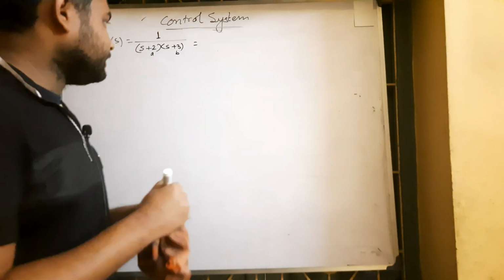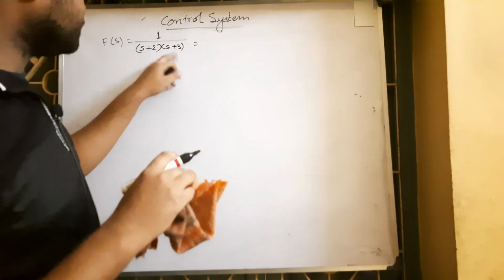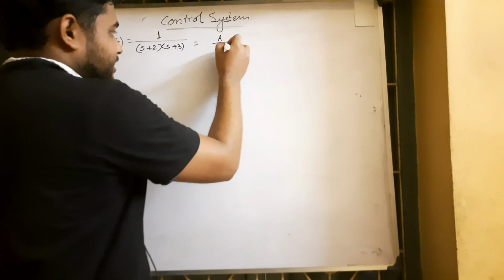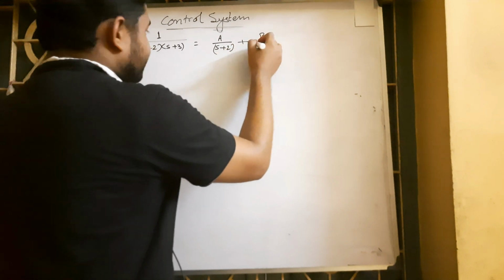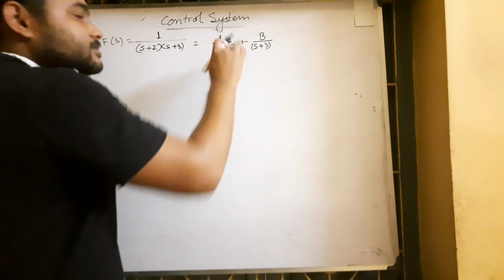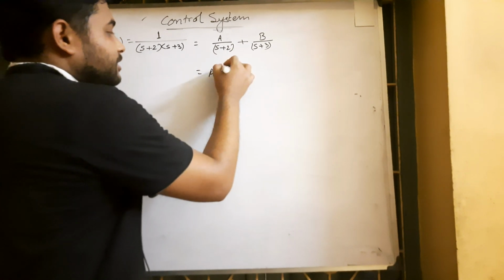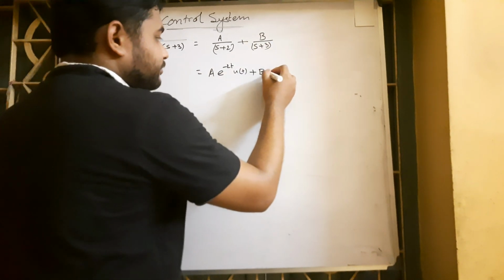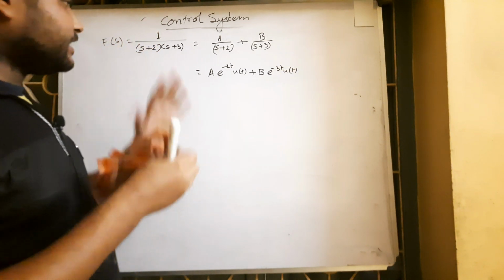So let me remove AB, and do it using 2 and 3. I can write it as a sum of two different fractions: A by (s plus 2), and B by (s plus 3) is another fraction. Now A is obviously a constant, so it will give you A e to the power minus 2t u(t), and B e to the power minus 3t u(t). So the total thing will be pretty easy.